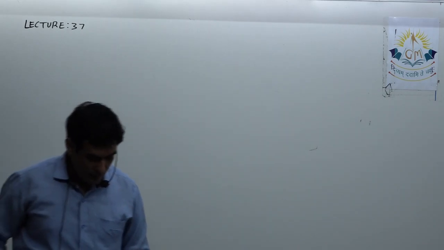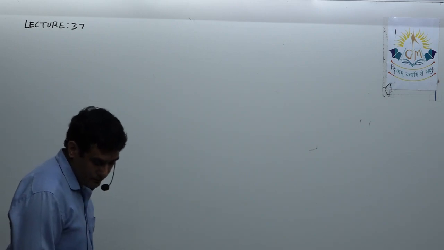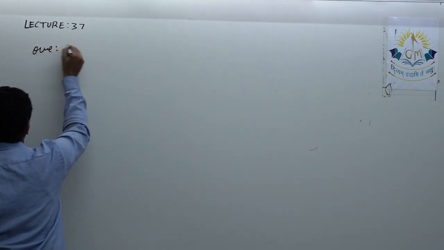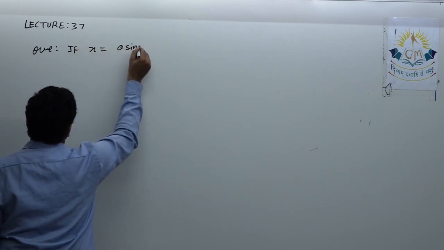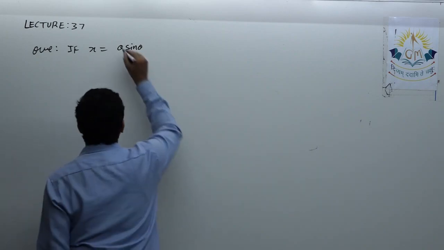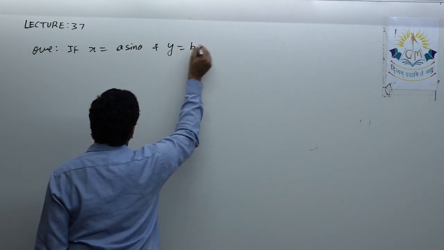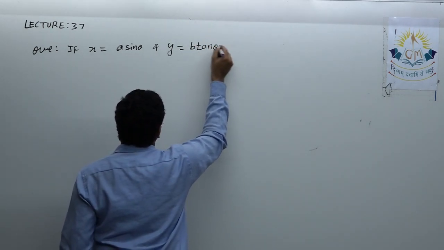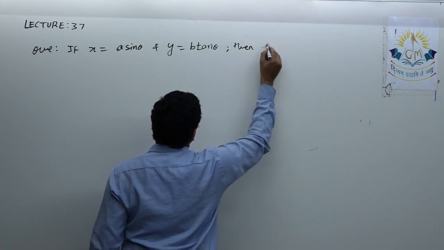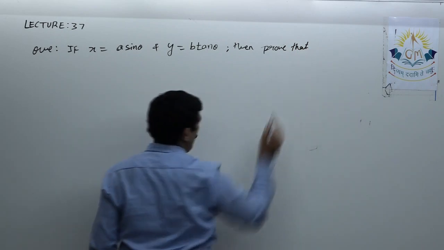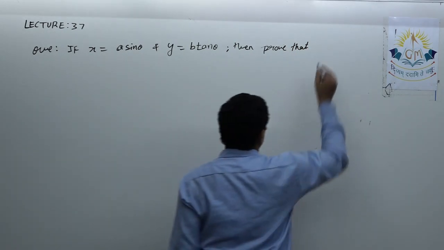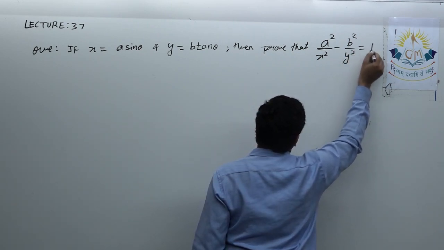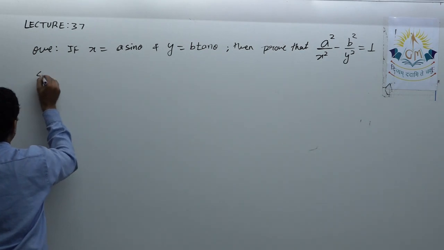Okay, next question is, if x is equal to a sine theta and y is equal to b cos theta, actually it is b tan theta, then show that or prove that a square upon x square minus b square upon y square is equal to 1. Okay, so let us see its solution.